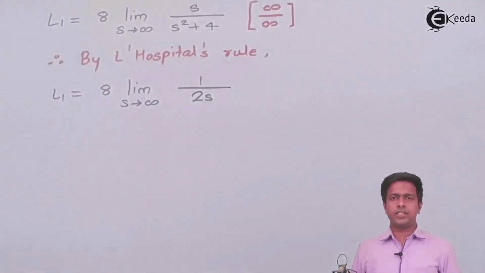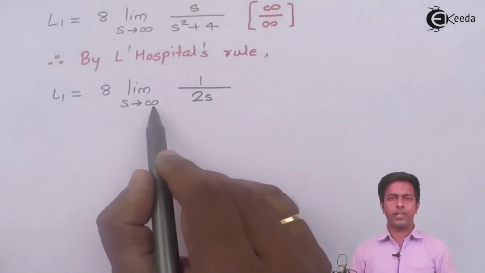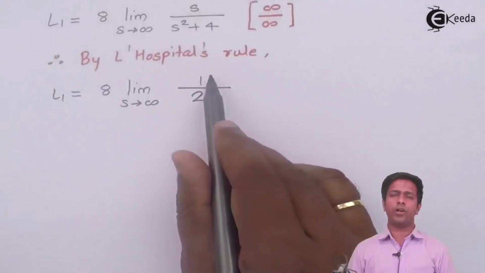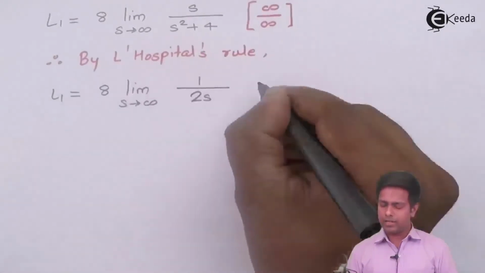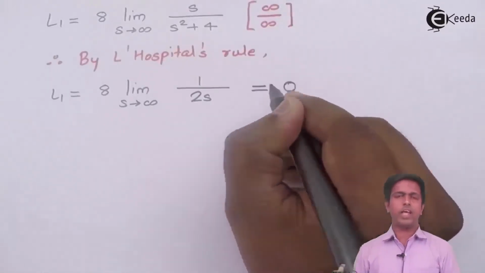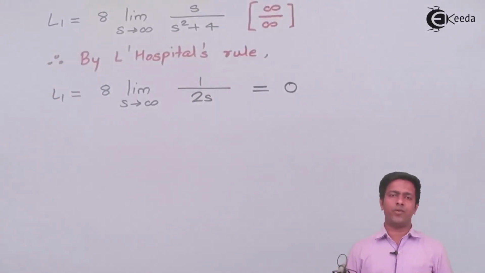Now guys, after this again we'll check if we are getting finite value or not. So let's put s as infinity. So if I put infinity over here, I'll get 1 upon infinity, and guys it is 0. So we'll get answer as 0 into 8, that is 0. So we got value of L1 as 0. So guys, you can see here how I got the value of L1 as 0.